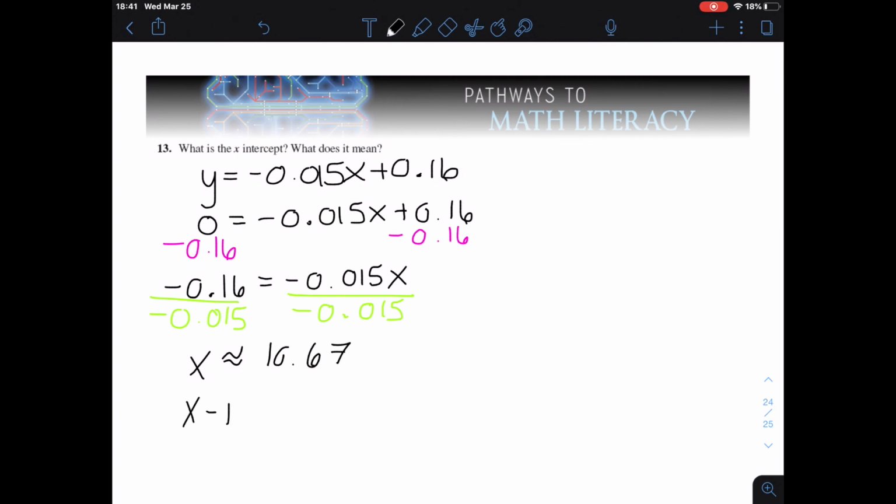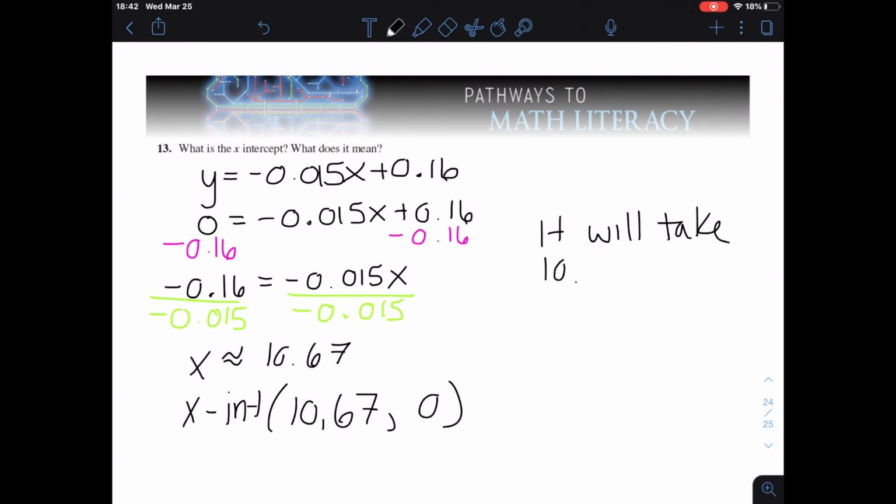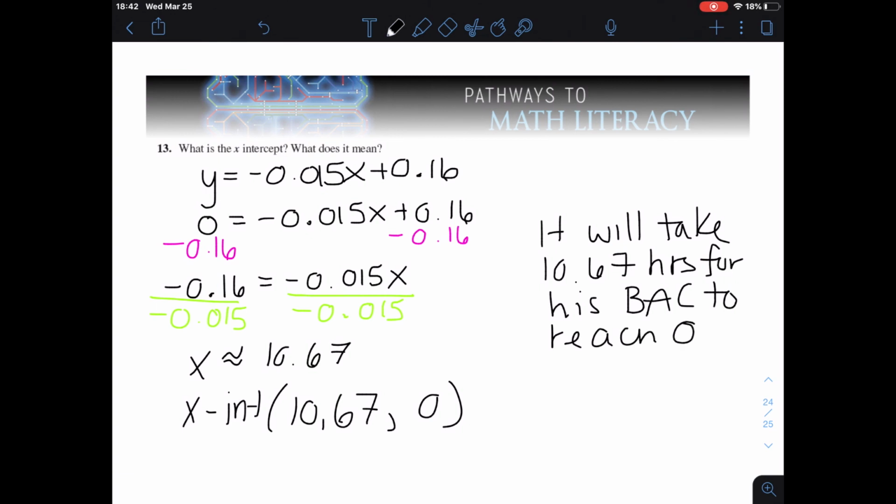So the x-intercept is 10.67, 0. So if y is 0, that's telling you your blood alcohol concentration. So this means it will take 10.67 hours for his BAC to reach 0. So that's how long it will take for all of the alcohol to leave his system.